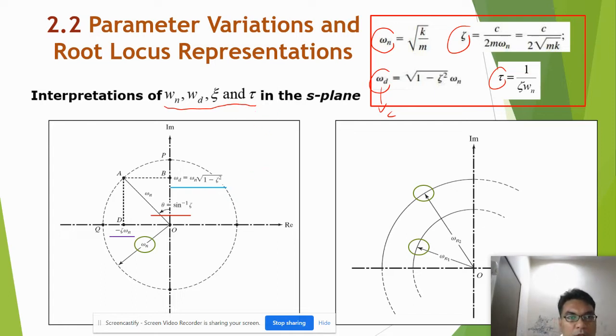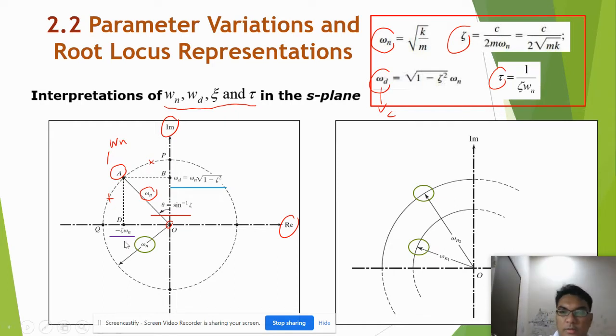As we know, this is the imaginary line and this is the real line. This is the origin, 0. At point A, when the response is on the circle line, A is actually the value of the natural frequency omega n. When it moves over this line, the natural frequency is maintained the same, because you can see here that the line of omega n is always the same along this movement of the circular part.